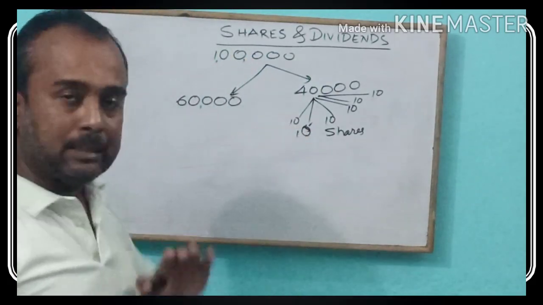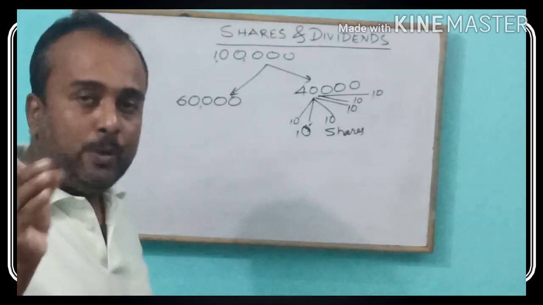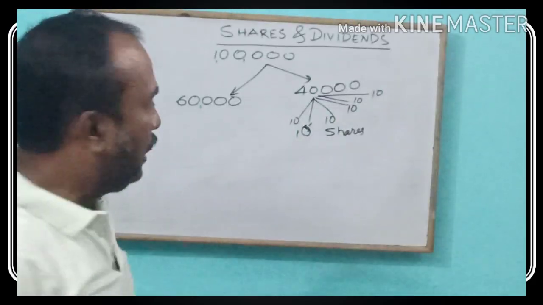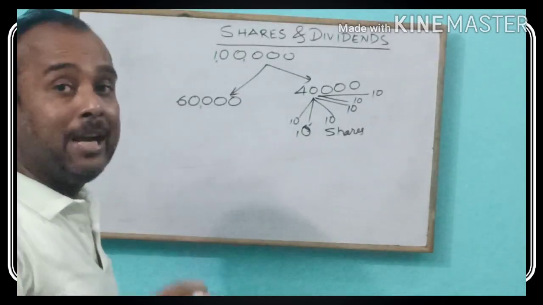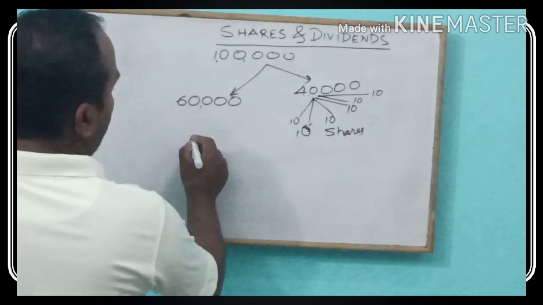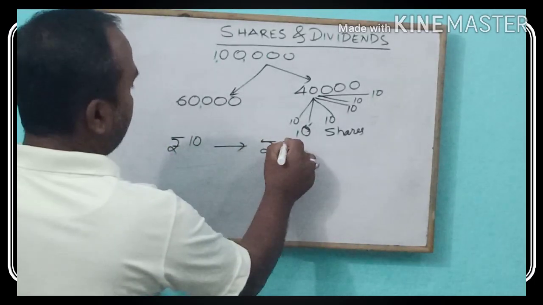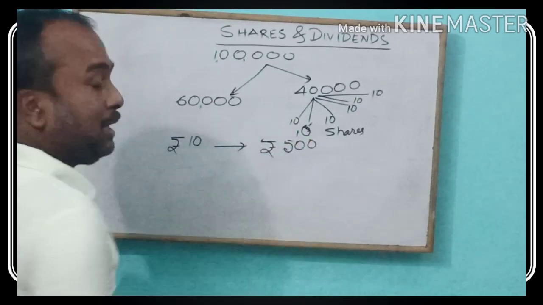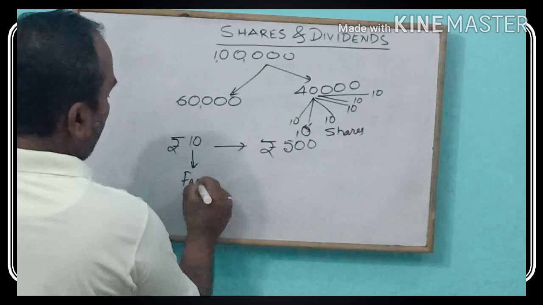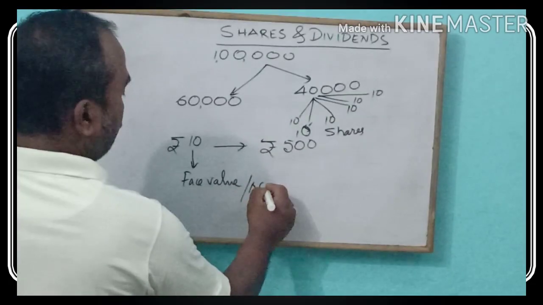Now let us understand the terms. First one, we have understood what is shares. Shares are those small parts which the company declares in order to participate in the business. Now, I said that to get a 10 rupee share, you have to pay 500 rupees. This 10 rupees is known as the face value, or the nominal value.